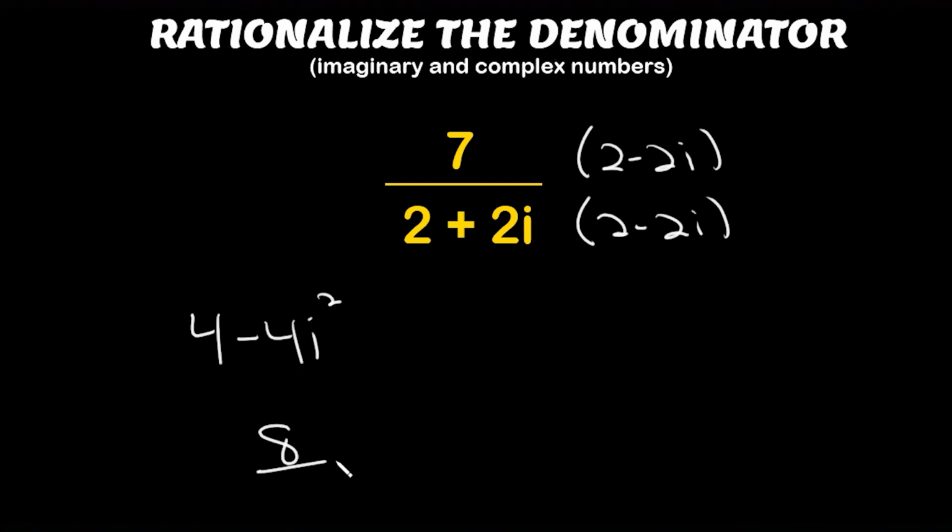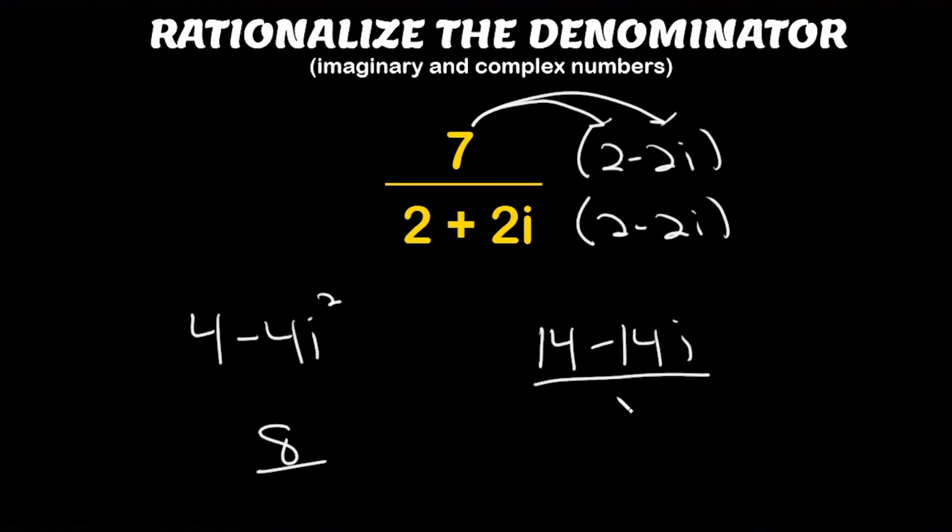Okay? I'm just going to go ahead and underline it so I don't forget. That's my denominator. Now I have to go to my numerator and I have to distribute the 7. So I'm going to go ahead and distribute inside. And when I do that, I get 14 minus 14i. Okay, there's my numerator all over 8. Okay, and that's it. You can leave it like this.